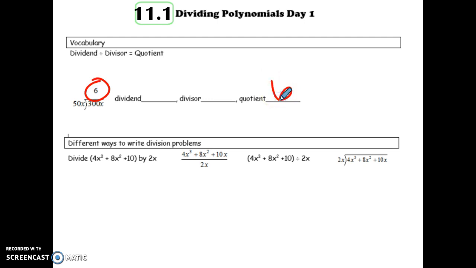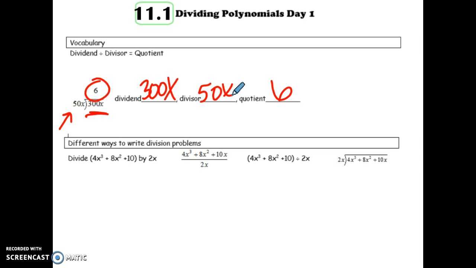So what I like to think of is my dividend is on the inside. So that would be 300x. And my divisor is out knocking on the door. All right, so that's my 50x. So when I use that terminology as we're going through this, you need to be aware of what those are.